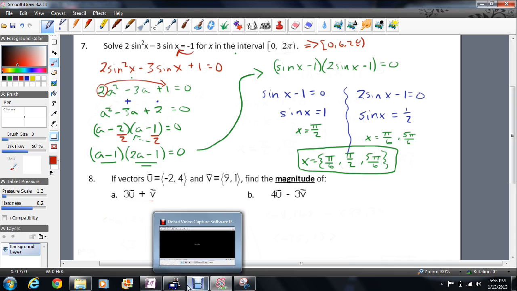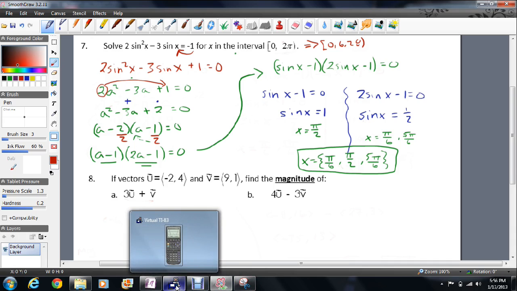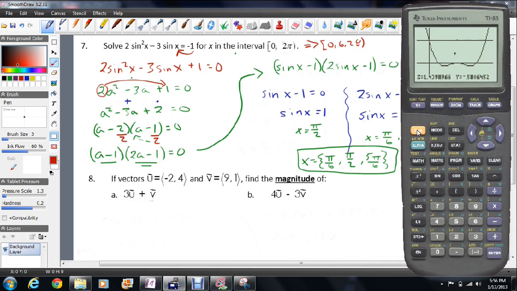So anyways, let's go back to our calculator. If we hit second, calc, go down to intersect, and now we're just going to scroll over until we get pretty close to the first intersection. Hit enter again, and one more time for a total of 3 times hitting enter.